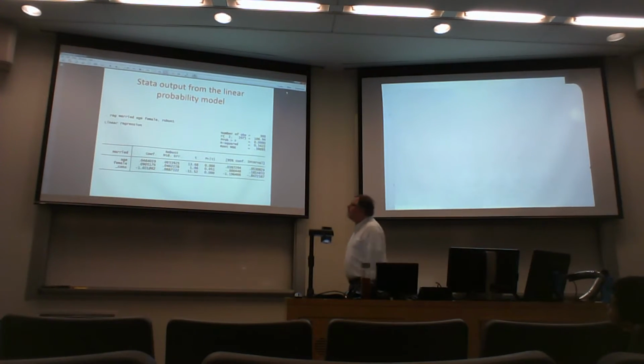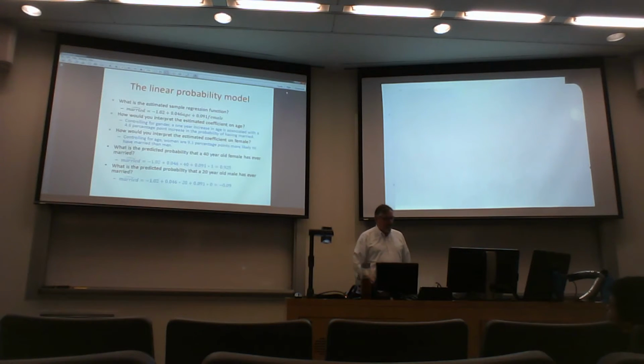Now, if you run that regression using the standard Stata command, regress married on age and female with robust standard errors, you get these coefficients. Age plus 0.04, the female dummy plus 0.09, and a constant of -1, roughly. Okay. Given that you have run that regression, you have that intercept, you have those coefficients, how do you interpret the results?